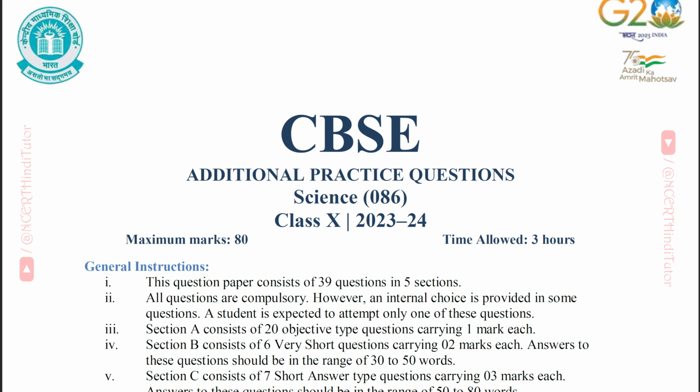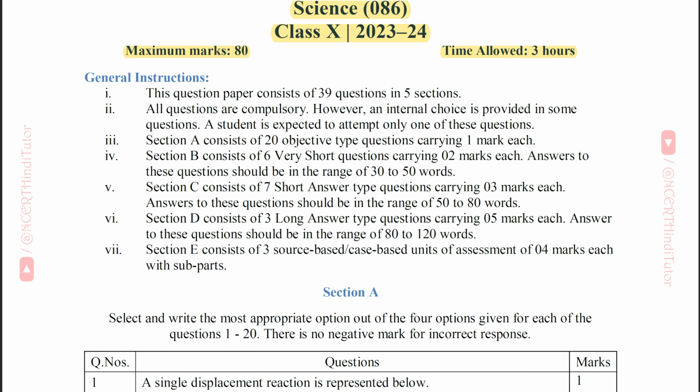तो चलिए शुरू करते हैं। CBSE Additional Practice Questions Science Code 086 Class 10th 23-24, Maximum Marks 80, Time allowed 3 hours. General Instructions. This question paper consists of 39 questions in 5 sections. All questions are compulsory. However, an internal choice is provided in some questions. A student is expected to attempt only one of these questions.